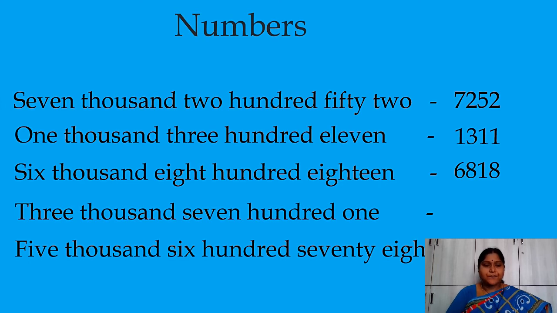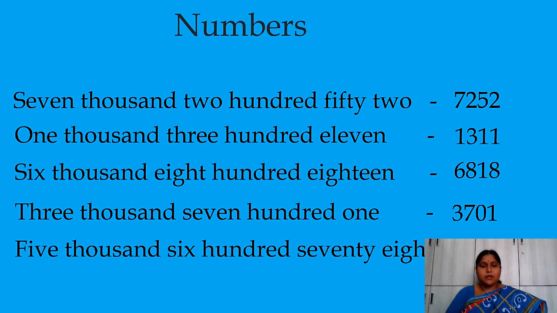Now next number name, 3701. You should write 3 in thousands place, 7 in hundreds place. Here, see children, no tens place. 701. How will you write 701? Then you should write 3 in thousands place, and next 701 means 701, right? Okay, that means you should write 0 in tens place. So the number is 3701.